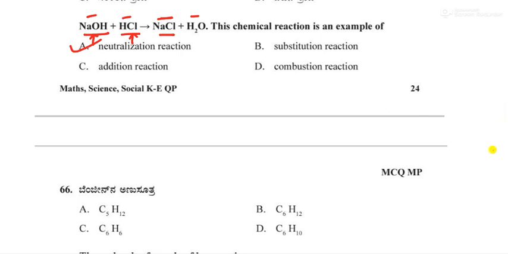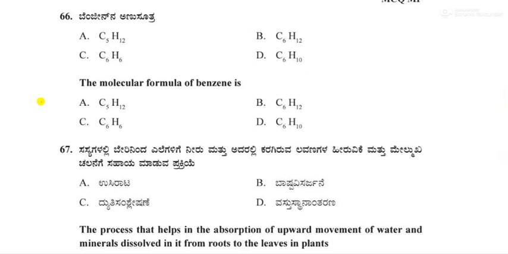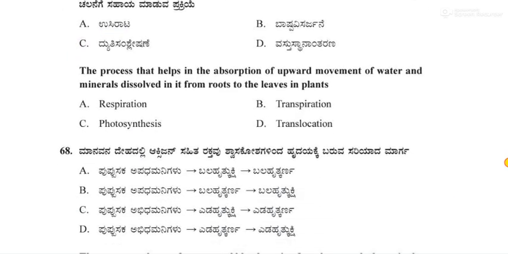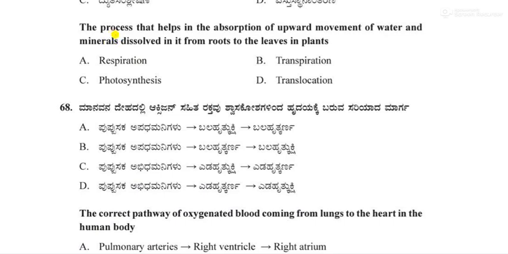Okay. Next is question number 66. The molecular formula of benzene is dash. So it is C6H6. Remember, it is option number C. Moving to question number 67. The process that helps in absorption and upward movement of water and minerals dissolved in it from roots to leaves in the plants is dash. So what is that process called? This process is called transpiration. Okay, option number B.